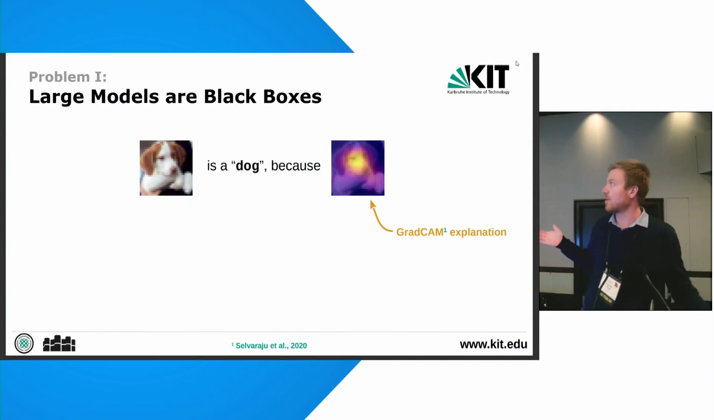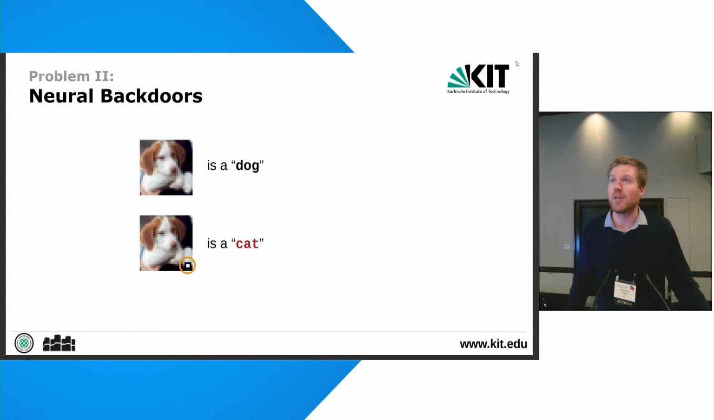In this case, this is a Grad-CAM explanation, and it highlights where the model looks. So in this case, the head of the dog. Of course, there are also other explanation methods, and we consider 3 in our paper, but I will come to this later. The second problem is neural backdoors.